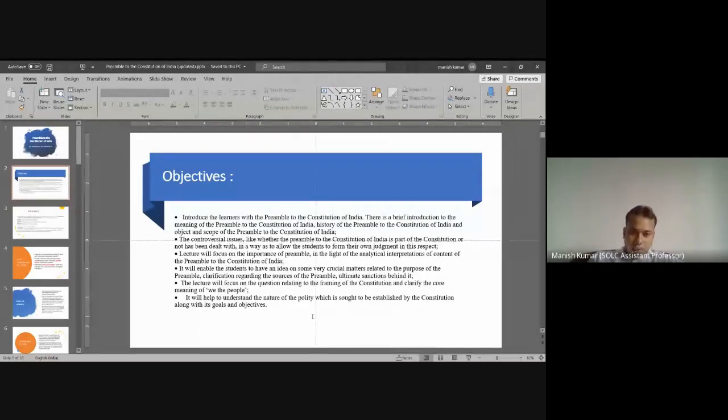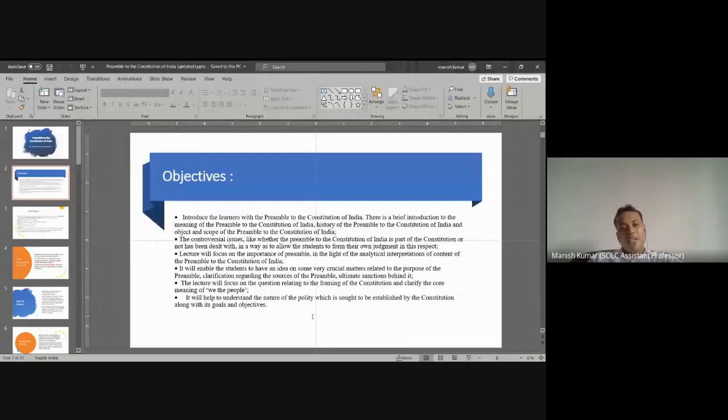And the lecture will focus on the importance of the preamble. I will tell you what the importance of the preamble is in the light of the analytical interpretation of the content of the preamble to the Constitution of India. I will interpret each and every word of the preamble, and analytical interpretations will be given to you. So you must develop critical thinking, and this will help you to have an idea on some very crucial matters related to the purpose of the preamble. What is the purpose of the preamble?